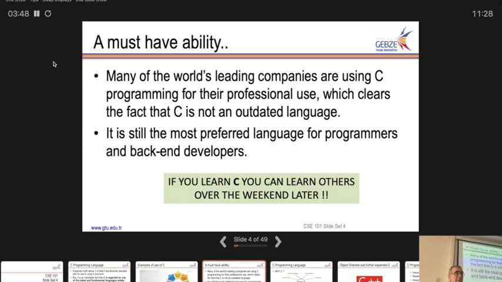Leading companies are using C programming for their professional use. If you are developing low-level code for libraries, for device drivers, for operating systems, it is important. It is the most preferred language for backend developers. And what we say is, if you learn C, you can learn others over the weekend. Not because they are difficult, but because C is fundamental. And learning is easy.